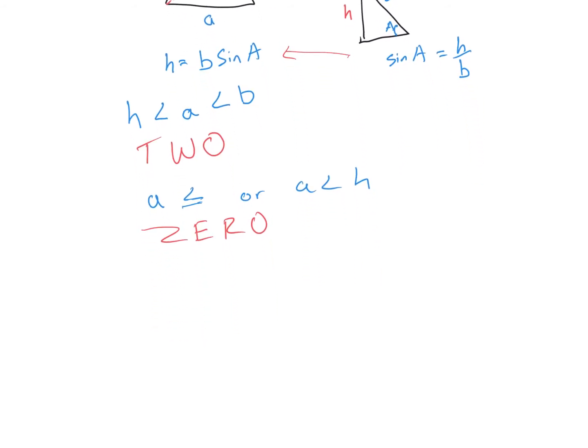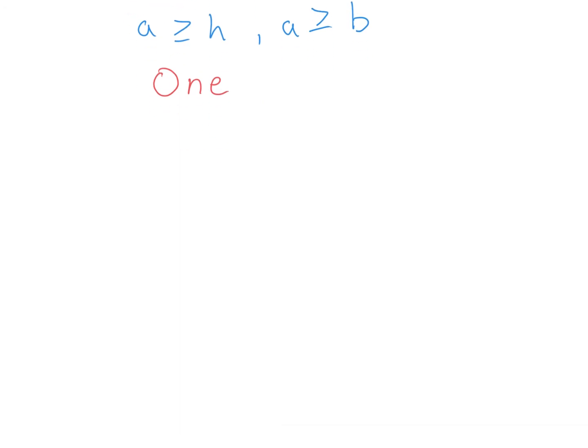But then if you find that A is greater than or equal to H, or A is greater than or equal to B, or A is greater than B whatsoever, as long as it's greater than these values, then there is only one possible length of the other side. So there's only one triangle that can be created using those dimensions. Let's do some examples. I know I can give you what the theory is, but let's do some examples.